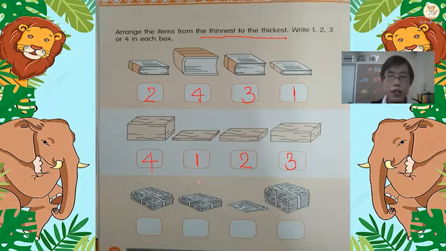Okay, the last picture, you can see that they are going to compare 4 piles of newspaper. So you can see that which one is the thinnest. The answer is picture number 3. So we need to write number 1. Number 2 at picture number 2. And the last picture is number 4.